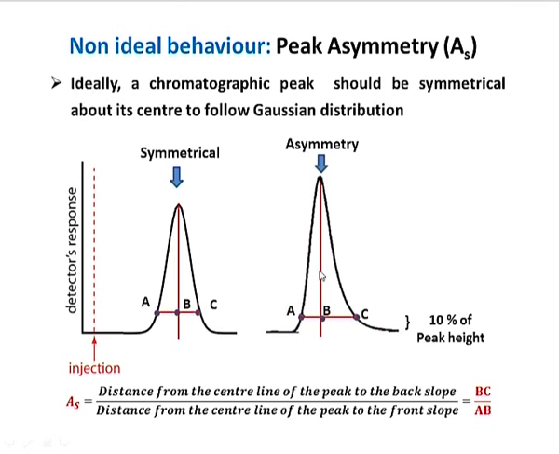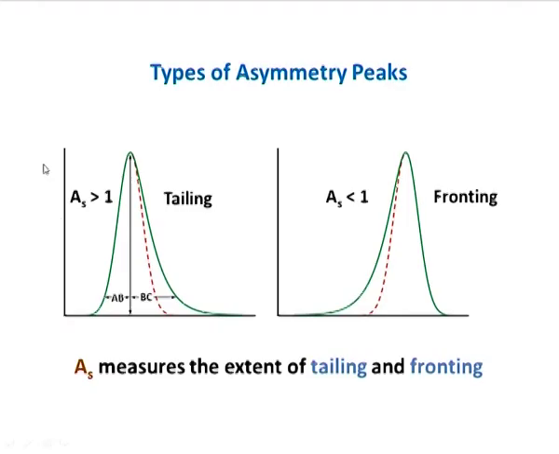If this value is 1, certainly your peak is symmetric. If it changes from 1, then your peaks are asymmetric. There are two types of asymmetries. In one case, this AS would be greater than 1, which means this component BC is higher than AB, and if that happens, we call this phenomenon tailing, okay, tailing of peaks. In another case, if AS is less than 1, it means the AB component is more than BC, here we call this phenomenon fronting, right, and both fronting and tailing are asymmetries.